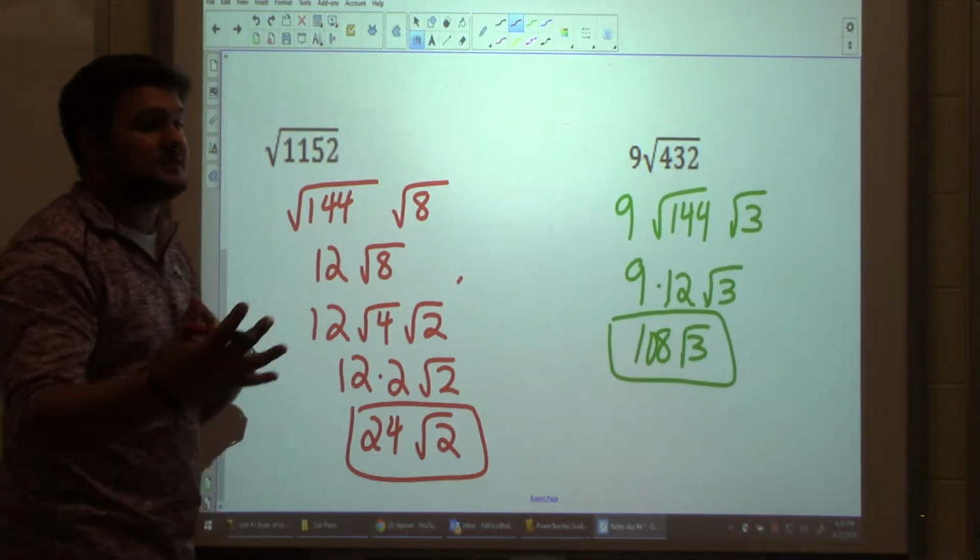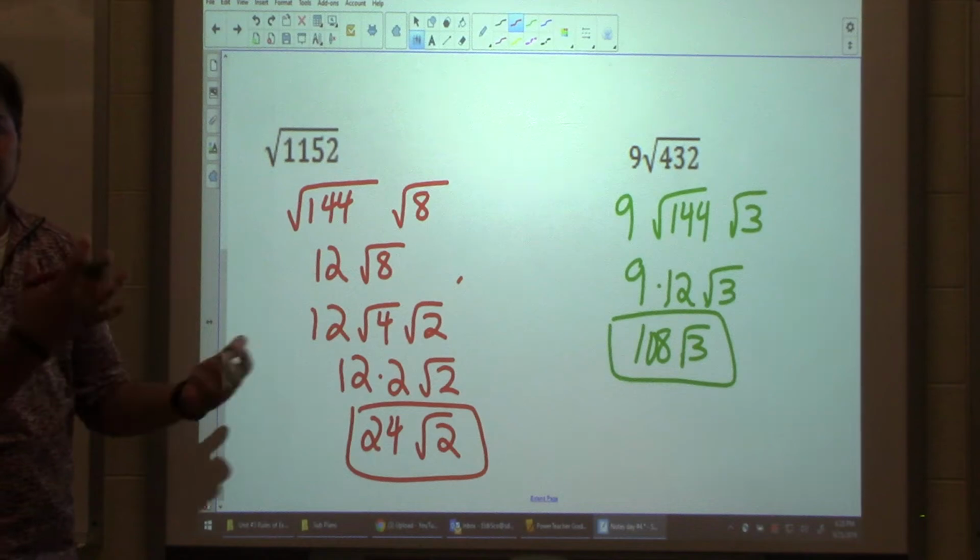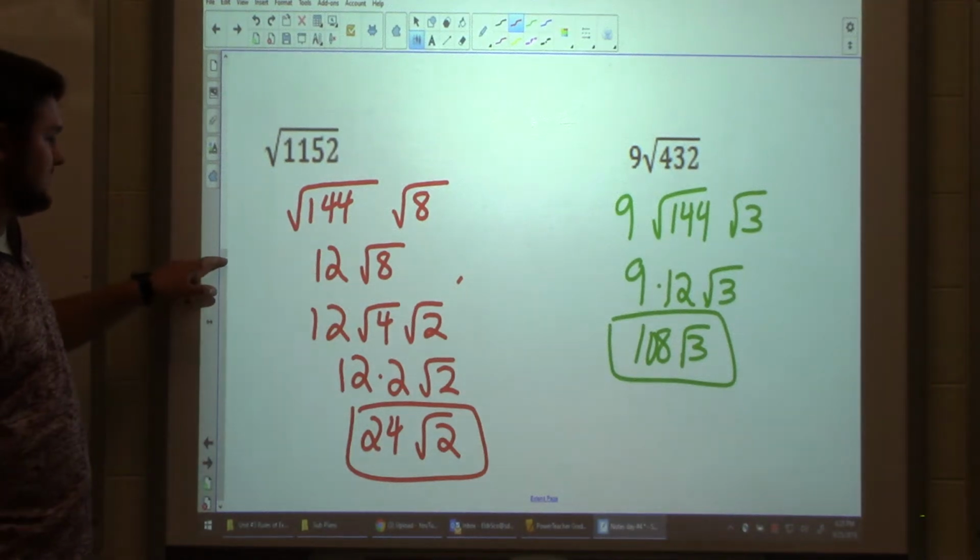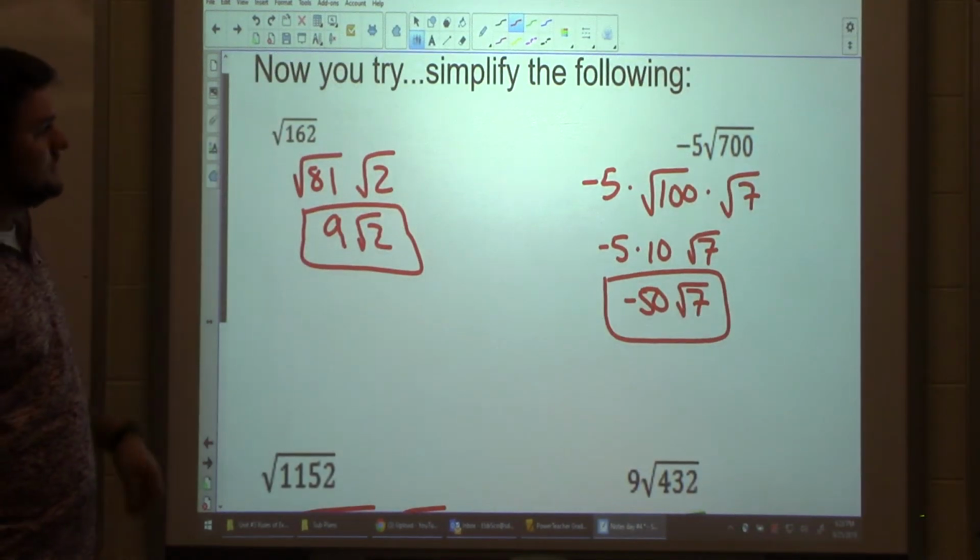Alright, so if you need to pause it and look at them at all, pause it, look at the problems you got wrong maybe, and fix them. That's the bottom 2. There's the top 2.